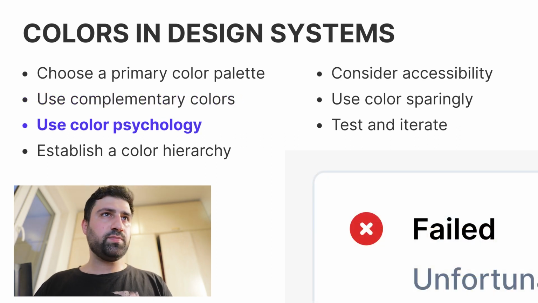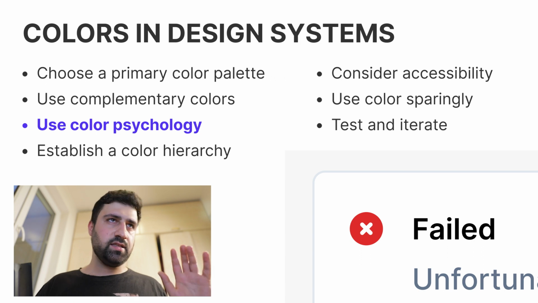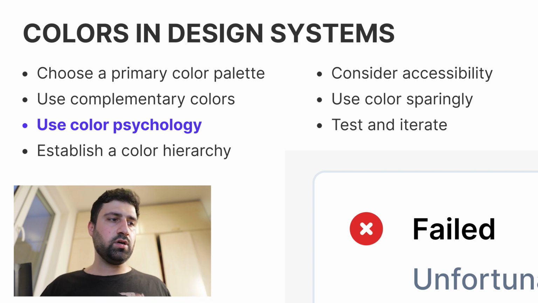Establish color psychology. Color can evoke emotions and influence behaviors. Like, a red color indicates it's an error. The user knows it's an error and goes back. Green is a success. They are happy. They know they were able to buy the product or whatever it is.